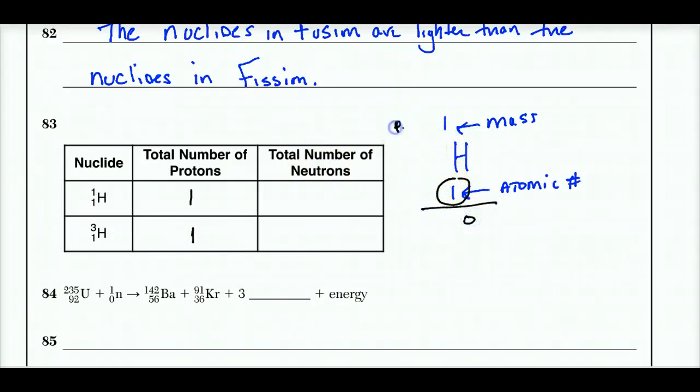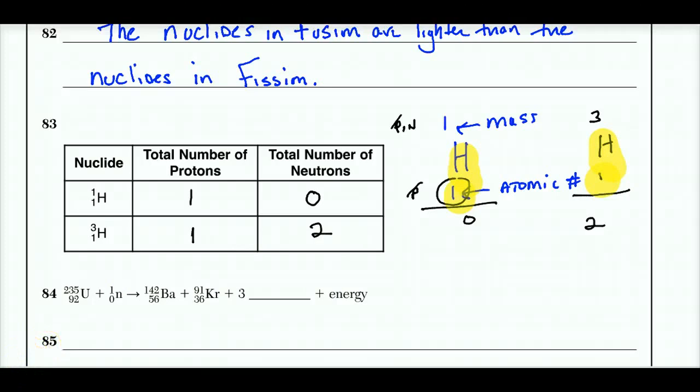Remember, this is the protons and neutrons. This is the protons. Subtract, you get neutrons. So this is 0 neutrons. And this is tritium. It's the name of the isotope of hydrogen with 2 neutrons. How do I know it's 2? 3 minus 1 is 2 neutrons. It has 1 what? It has 1 proton. They both have 1 because they're both hydrogen.